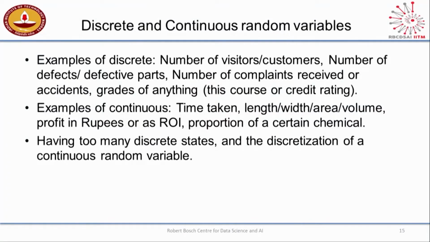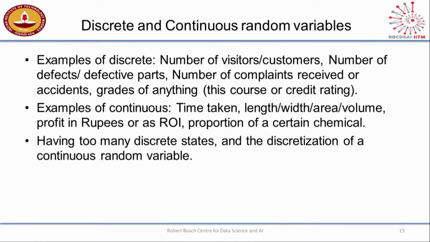Before we do that, I'll just give you a couple of very quick examples so you understand the distinction between discrete and continuous. Number of visitors or customers, number of defects, number of defective parts, number of complaints received. So anything that's typically like a number, right? Very conveniently, it's discrete. Anything that you're counting makes sense that it takes on discrete values. Anything that can only take on discrete values also, okay?